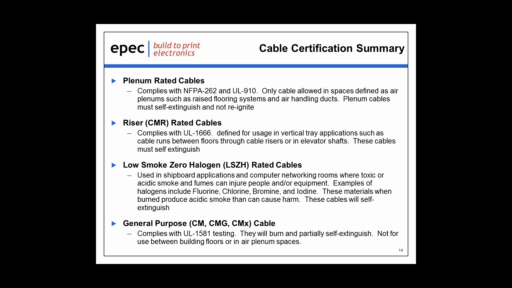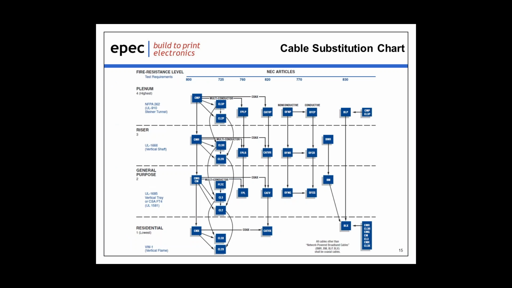Low smoke, zero halogen cables, as I mentioned before, are designed to not give off any toxic or acidic smoke when burned. And the general purpose cables comply with the UL 1581 standard and can be used in most other applications. For the most part, higher rated cables, such as a plenum cable, can be used in lower rated applications, such as riser. Riser cables could be used in general purpose, and general purpose could be used in residential. You can go down the chart on the screen, but you cannot go up against the arrows and comply with any of the NEC ratings.